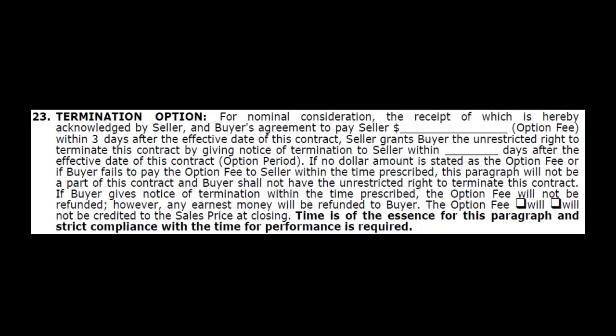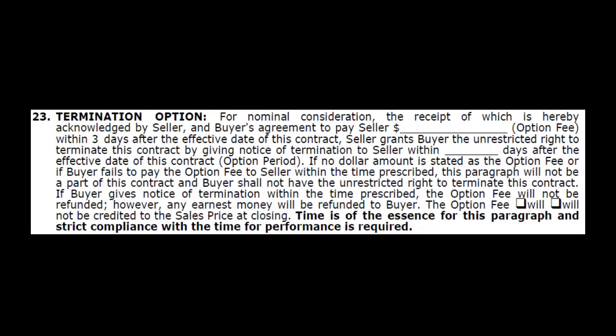Give or take, you can put $25, shoot, you can put $5 in that blank, or you can put as much as you want. But it is designed to be a nominal fee. So anyway, moving on. Buyer's agreement to pay seller X amount of money as the option fee within 3 days after the effective date of this contract. Okay, so this is kind of the beginning of where some confusion could come in.